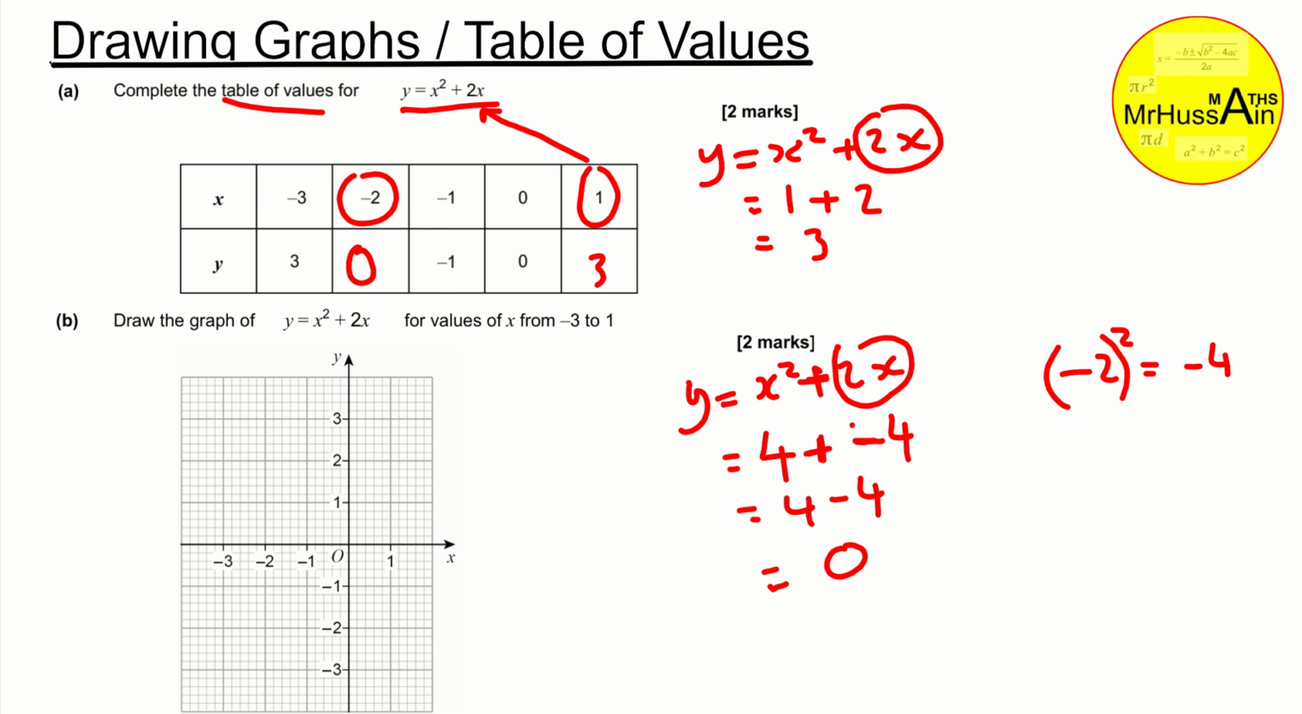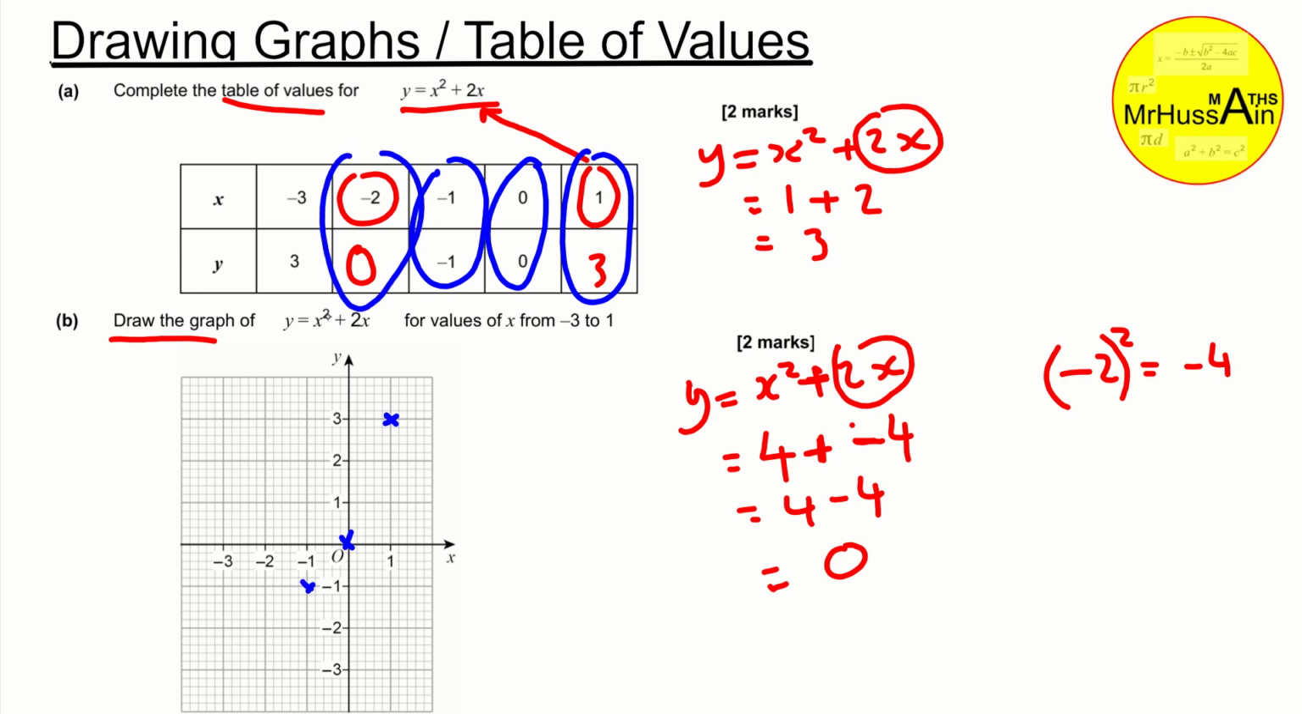That's 2 marks. We then plot to draw the graph. What you have in your table of values are your coordinates. So we have x is 1 and y is 3. X is 0, y is 0. X is minus 1, y is minus 1. X is minus 2 and y is 0. And x is minus 3 and y is 3. And then you nice and smoothly do this.